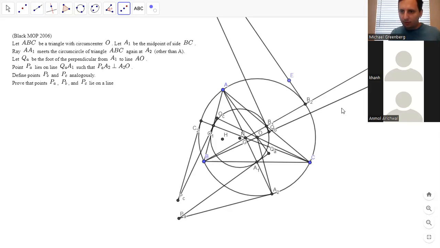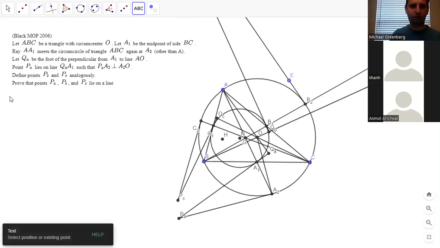Okay, so NA1 is parallel to AO because AO is translated to NA1 by a homothety about G. Okay. So if we know that, then we could prove this is tangent because angle N, let's see. We want to show that NA1 is perpendicular to PAQA. Okay, so yeah, that pretty much solves it.